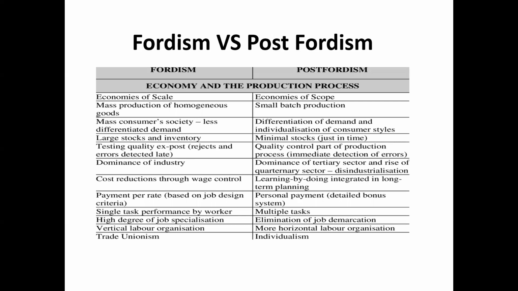So I'm going to choose maybe 2 or 3 of them, and after that you can study by yourself lah. Okay, contohnya kalau tengok Fordism, the economies of scale. Then post-Fordism, the economies of scope. Okay, and then go back to Fordism, the mass production of homogeneous goods. Okay, and then post-Fordism, the small batch production.